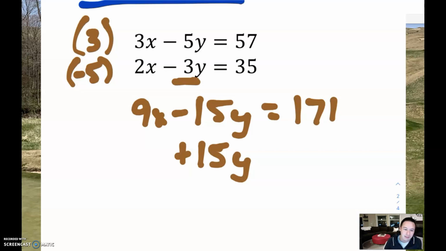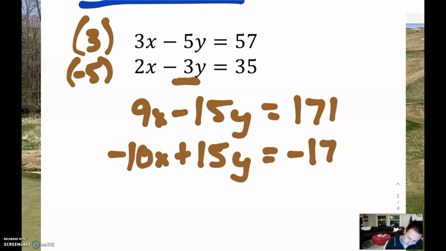Let's distribute that to the entire row. Negative 5 times 2x, that's going to give you negative 10x. Negative 5 times negative 3y is a positive 15y. And negative 5 times 35 is negative 175.